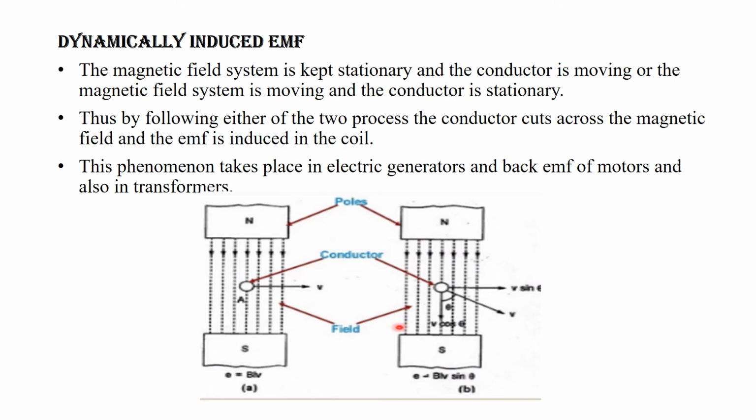At the initial position, when the conductor is moving along the magnetic field, there will not be any flow of current, and there will not be any EMF induced in the conductor. Now I am moving the conductor perpendicular, that is at 90 degrees, to the magnetic field. I find that EMF is induced in the conductor.